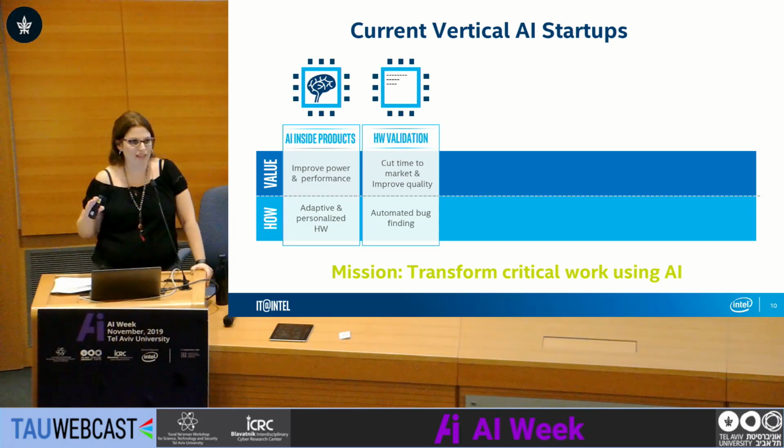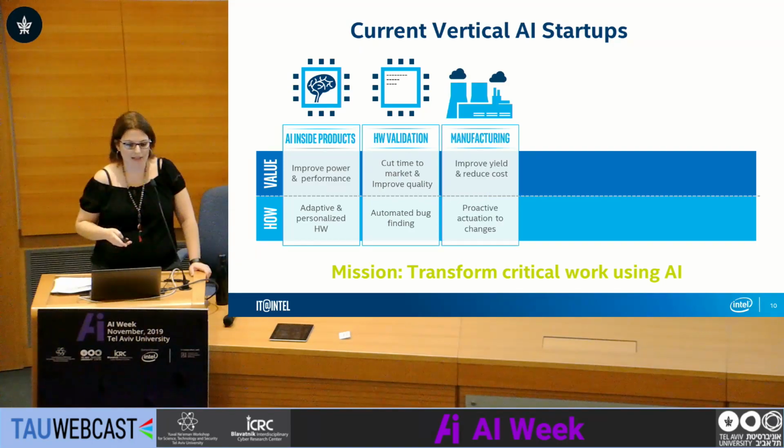The second vertical is the one I lead, and this is highly focused on hardware validation. I will elaborate on my vertical a little bit more in the second part of the presentation, but for now, I will say that we're very much focused on how can we improve both the quality of the product and the speed at which the product is being validated. This is an area where there is a lot of data and many human decisions that have to be made in order to find all quality issues. And we are getting to a point where the system can automatically identify hidden bugs that humans have missed. And this is where ultimately we think the highest value lies.